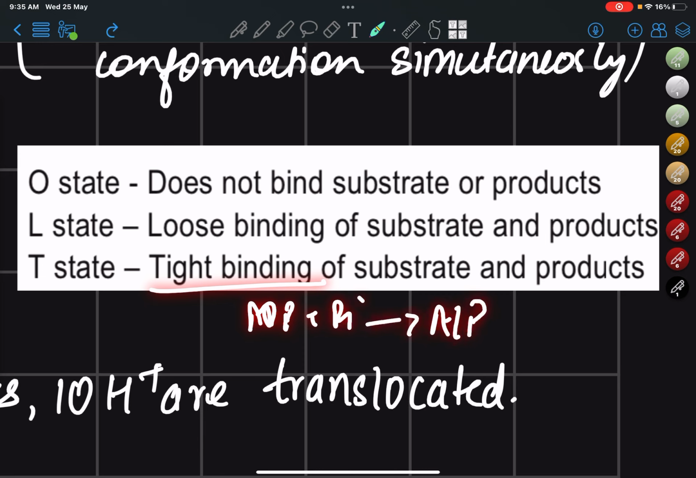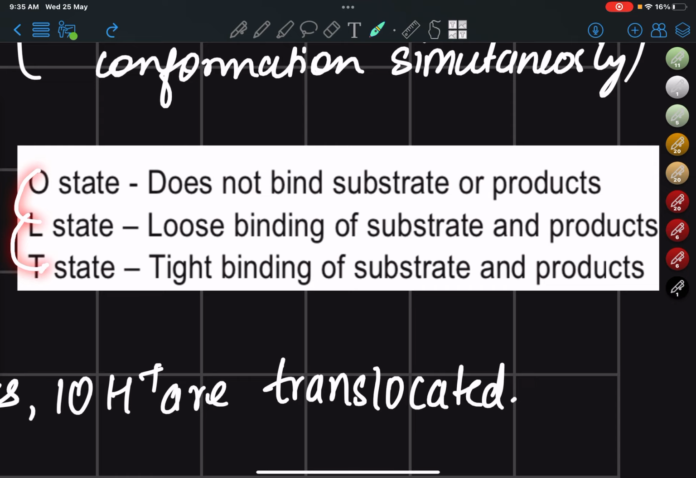Because of the tight binding, we see the actual synthesis of ATP is not requiring any direct energy as such. It's just the tight binding that causes the substrates to bind tightly and form the product. So that is why we say that synthesis of ATP does not require energy. The conformational changes in these states is what requires energy.